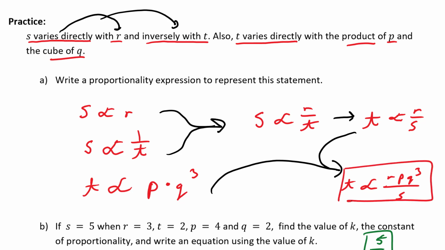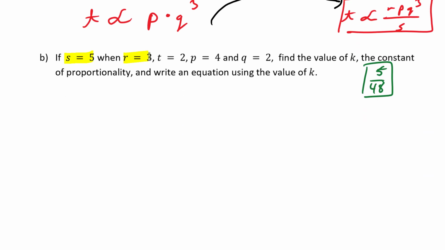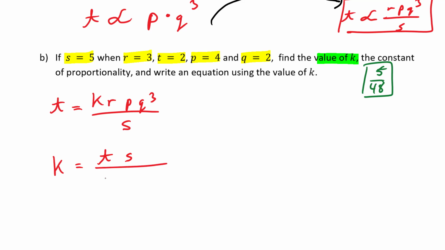Many variables there. 1, 2, 3, 4, 5 variables and how they're related to each other. I have S, R, T, P, and Q. And I've been asked to find the value of K. No problem. Let's do that now. T, I remove my proportionality symbol, write in equals K, R, P, Q cubed over S. Let's now rearrange and solve for K. So K is equal to T times S divided by R, P, Q cubed.